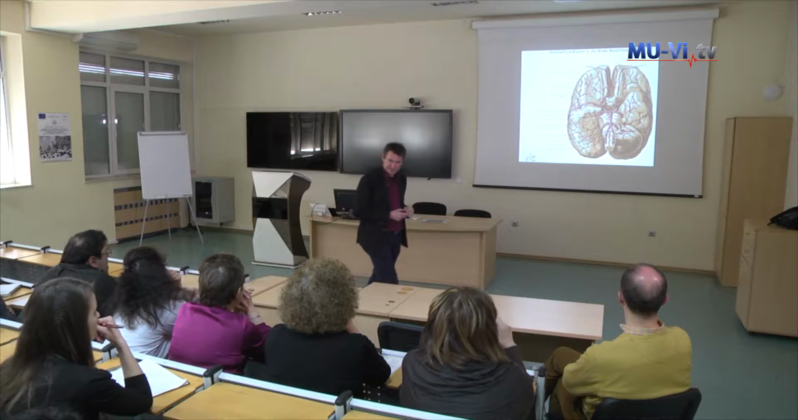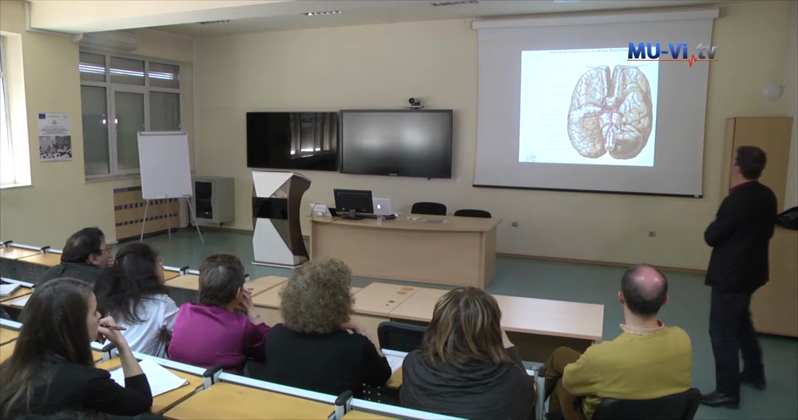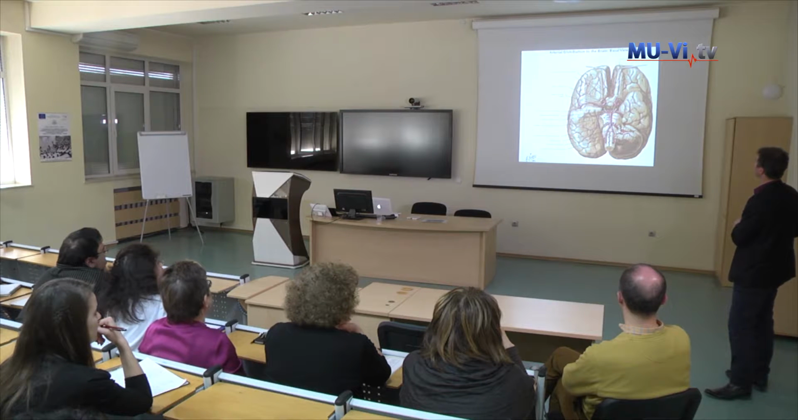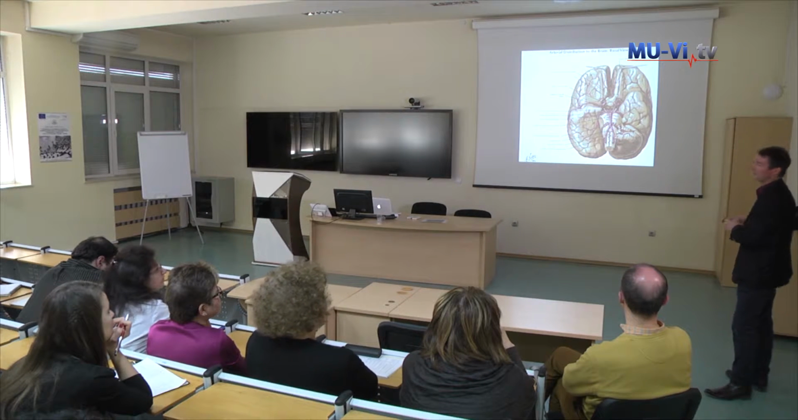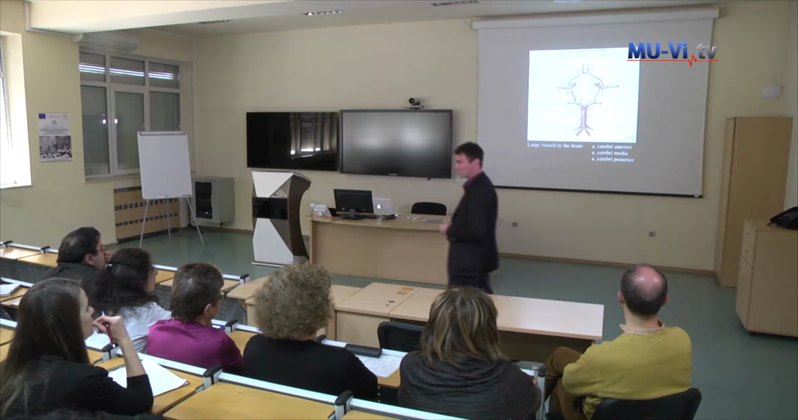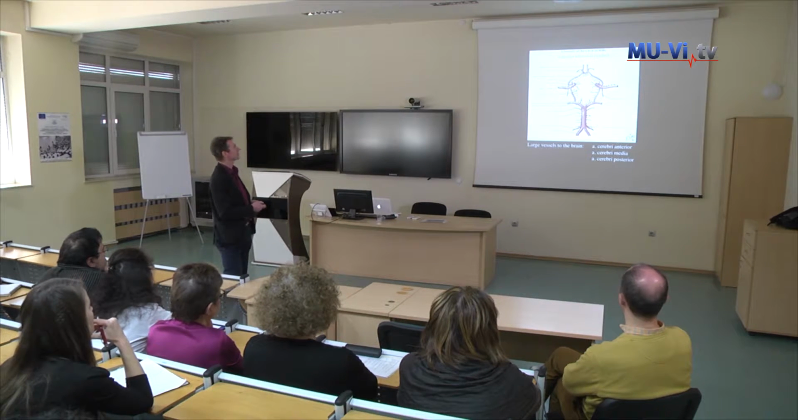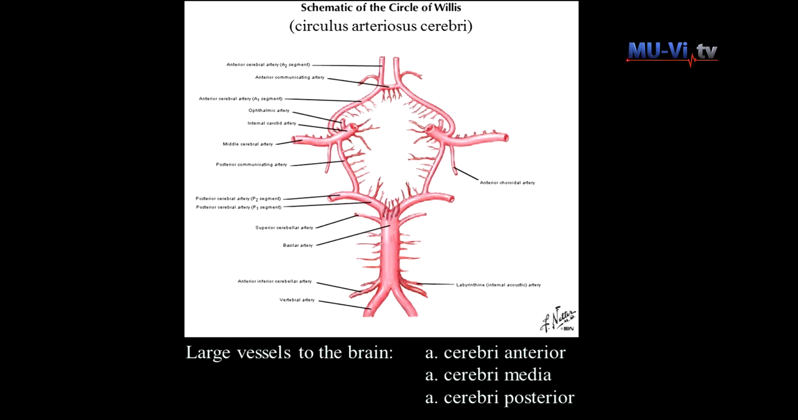This is a view of the base of the brain, so it's an inferior view. And you see the 4 supplying vessels, the 2 internal carotid arteries, and this is the vertebro-basilar system. And then you can see that they connect. There are anastomosing arteries, a kind of circle is formed, and this was first described by Sir Thomas Willis in 1652. He was an anatomist and surgeon from England. And therefore it's called the circle of Willis, but it has an official anatomical name as well, circulus arteriosus cerebri, the arterial circle of the brain.